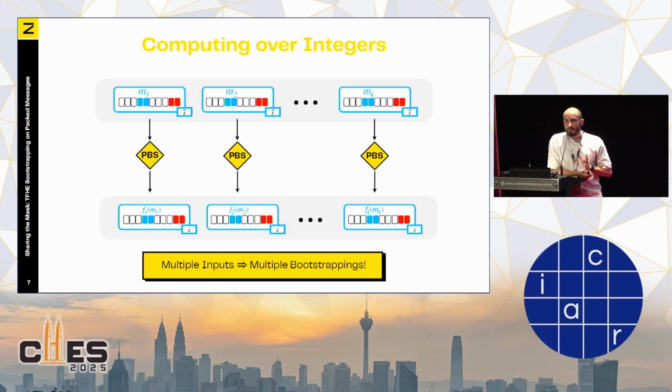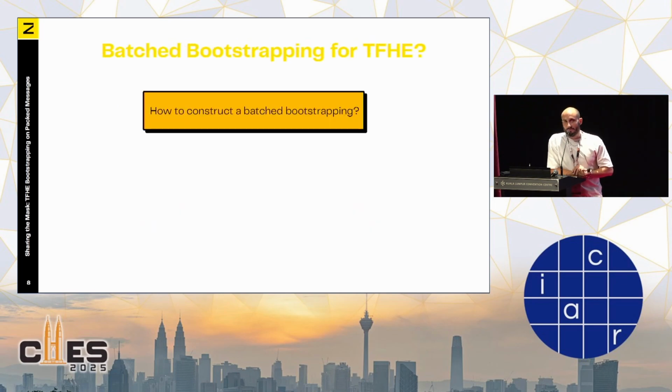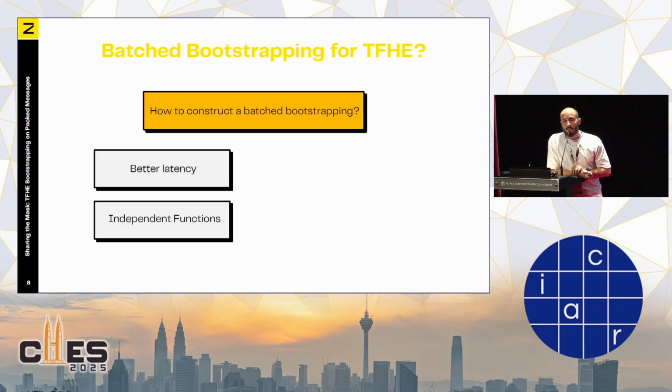And knowing that we have this kind of data representation, can we do something which is a bit better? So the idea, when we think about that, is: can we try to construct such a batch bootstrapping, knowing we have this kind of data representation? Of course, our goal in here is first to be faster, to try to have a better latency and this kind of thing. We want to improve the practicability of FHE.